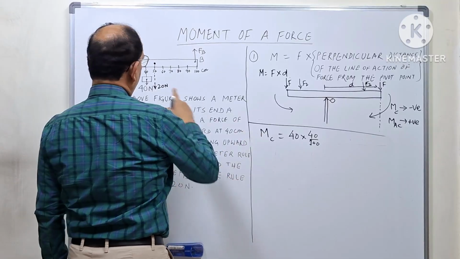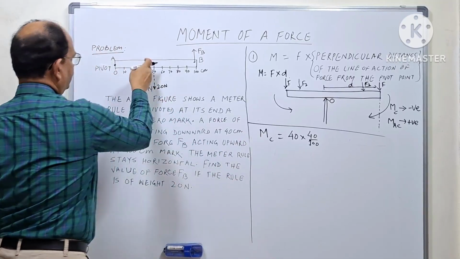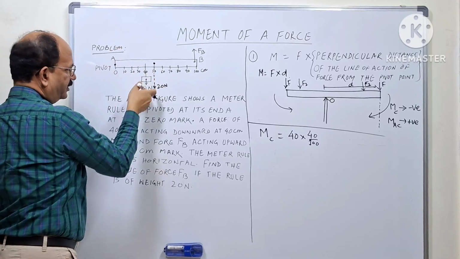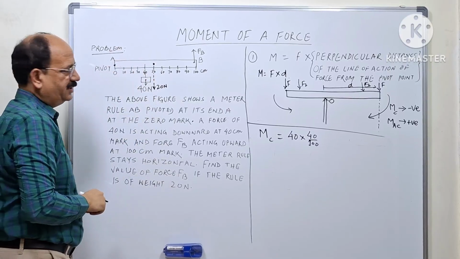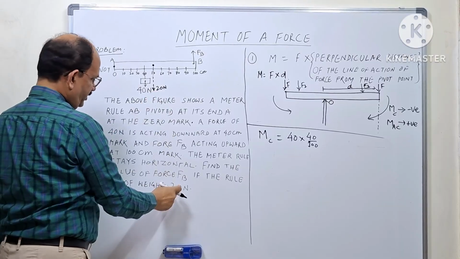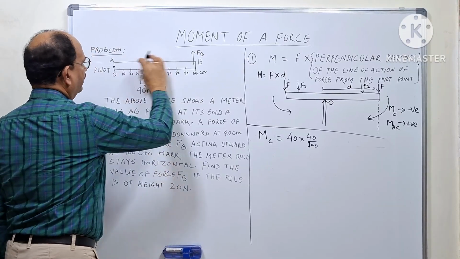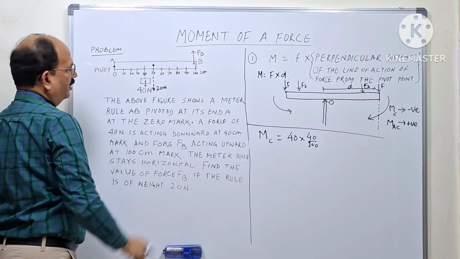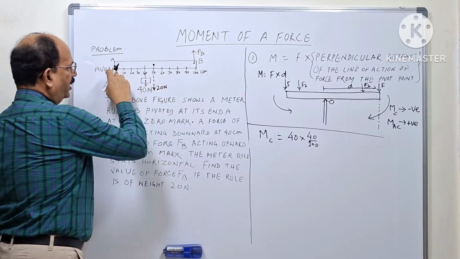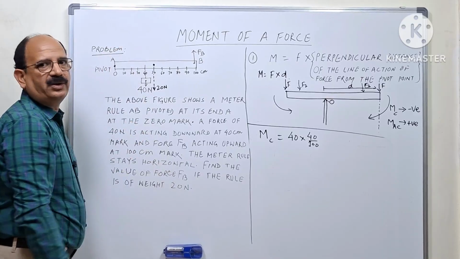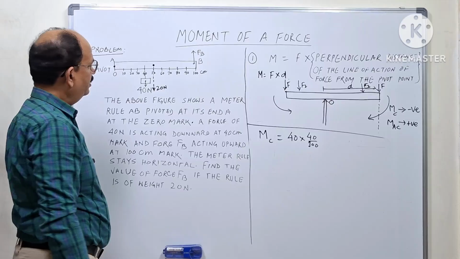This is what the clockwise moment produced. This 40 Newton will try turning this in the clockwise direction, right? What about this 20 Newton, which is the weight itself of the meter rule? 20 Newton is also acting downward against this pivot. This will also try rotating it in the clockwise direction.